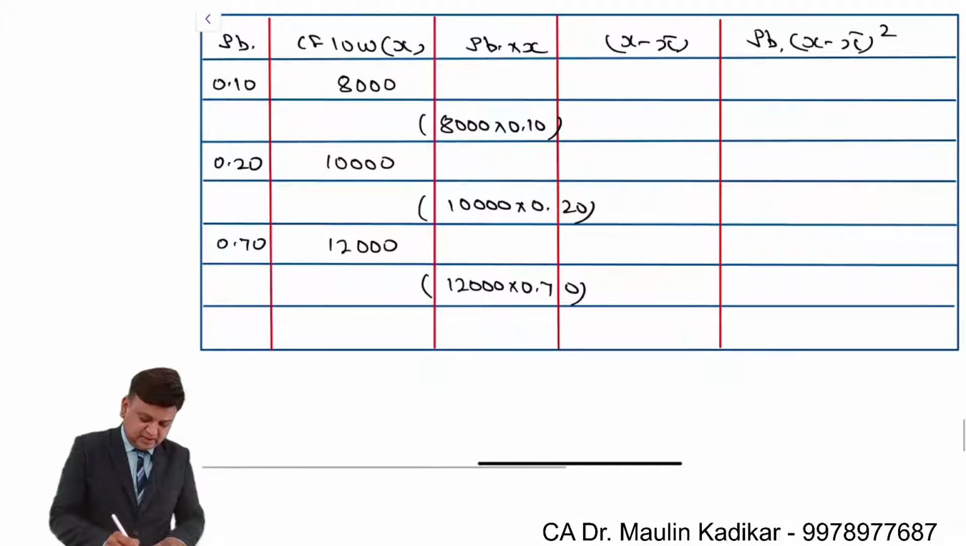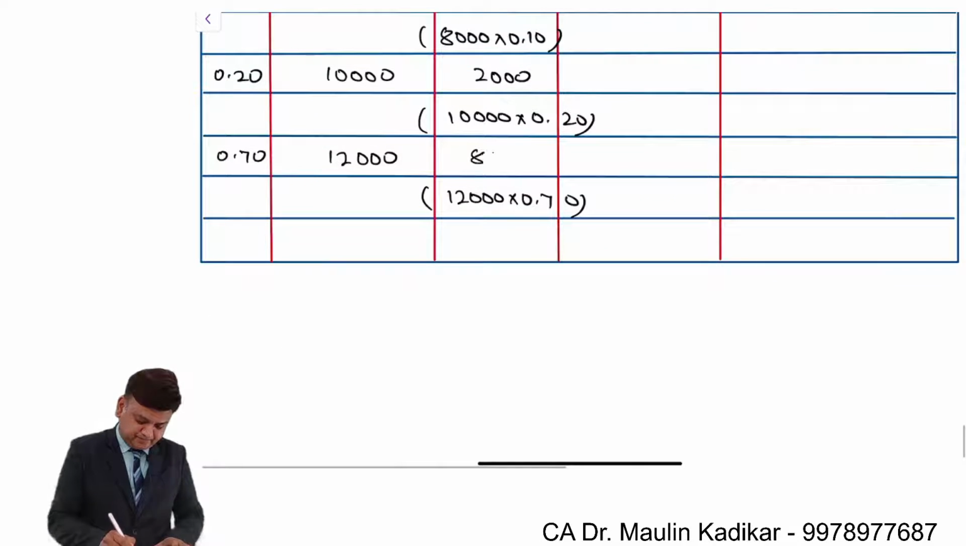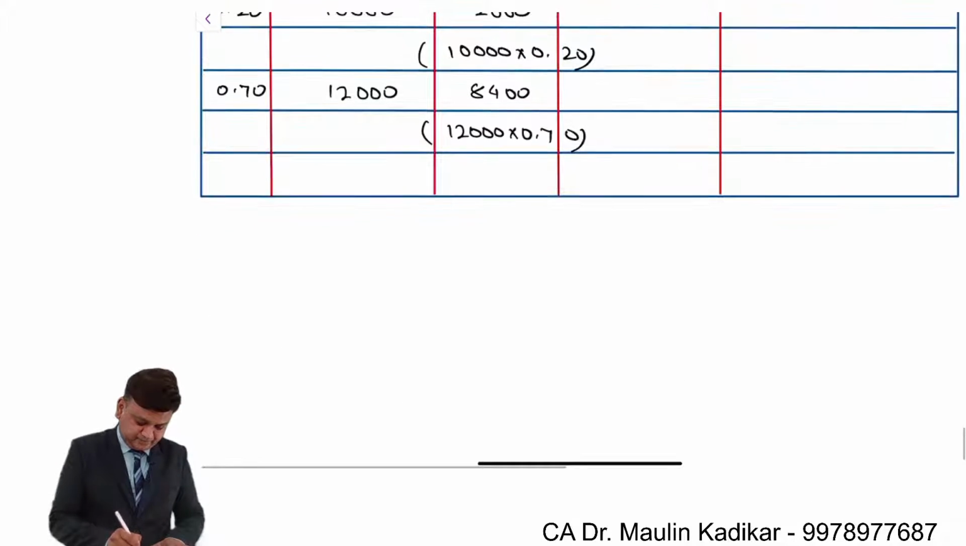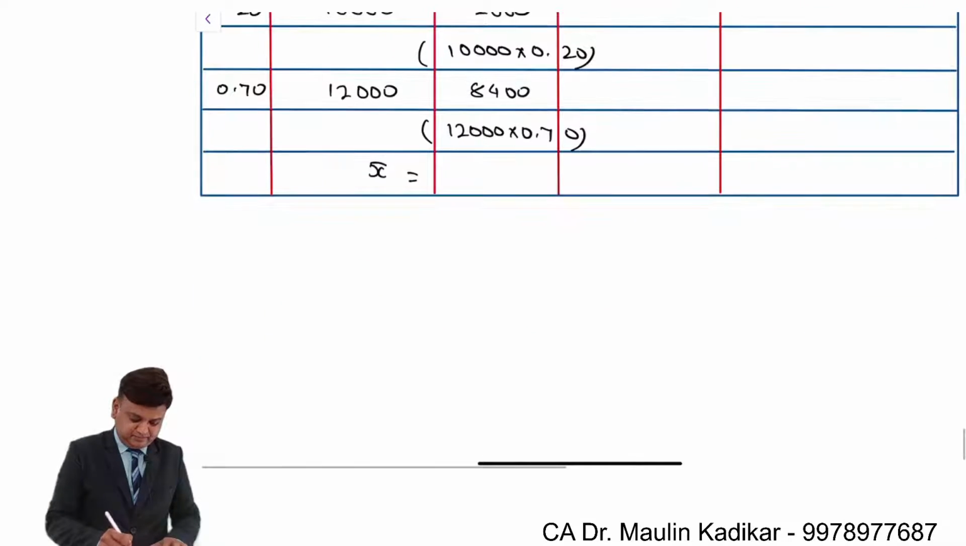So it is 800, 2,000, 8,400, so x bar is 11,200.